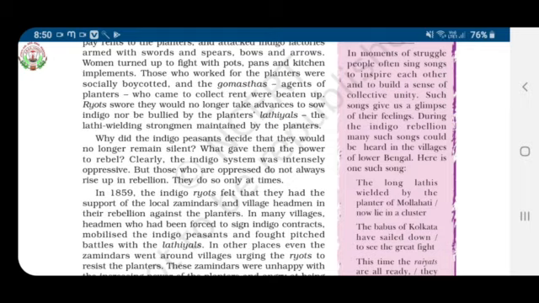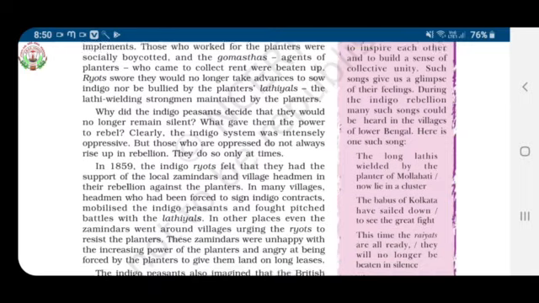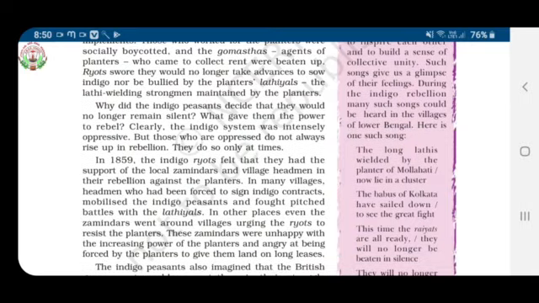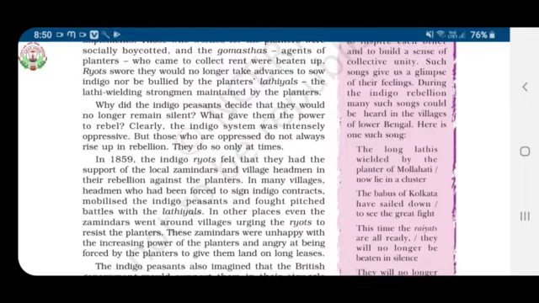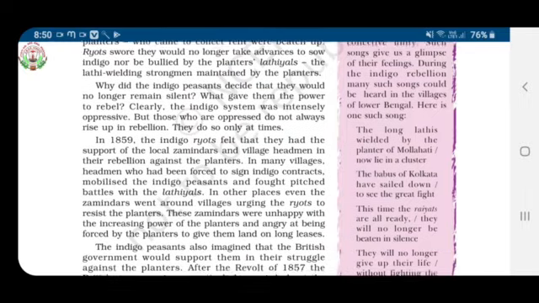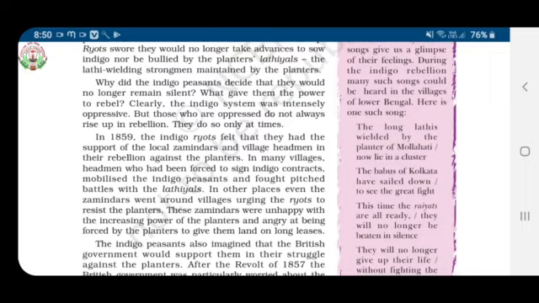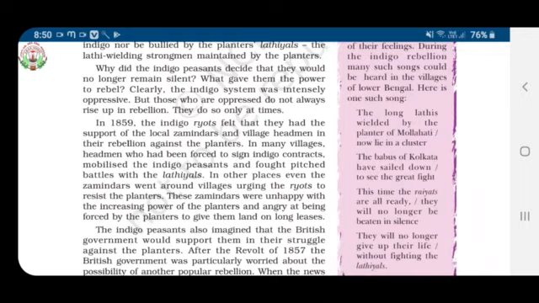Those who worked for the planters were socially boycotted, and the gumashtas, here meaning the persons who worked as agents of the indigo planters, who came to collect rent, were beaten up. Ryots swore they would no longer take advances to sow indigo nor be bullied by the planters' lathials. Lathials were the lathi-wielding strongmen maintained by the planters.